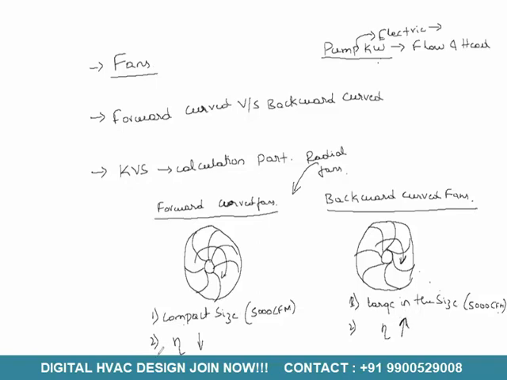Then the third one: this is cheaper, this is costly. Why is this cheaper? Because the size is very small. The material required to fabricate this one is very little, hence it is cheaper. The material required here is more, hence it is very costly. That is as simple as that.